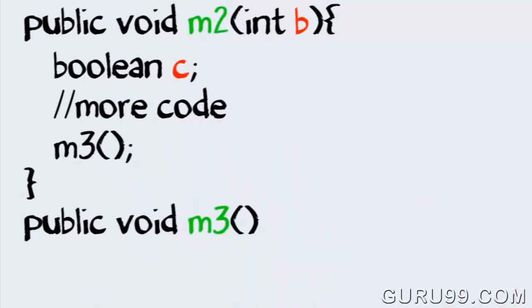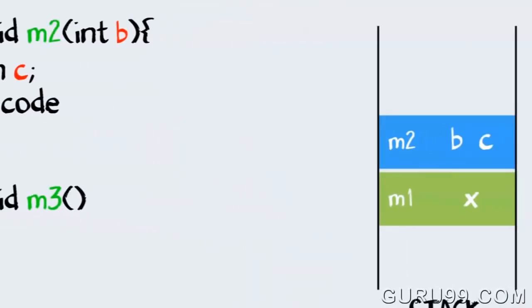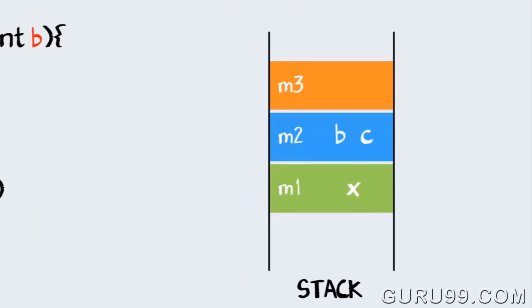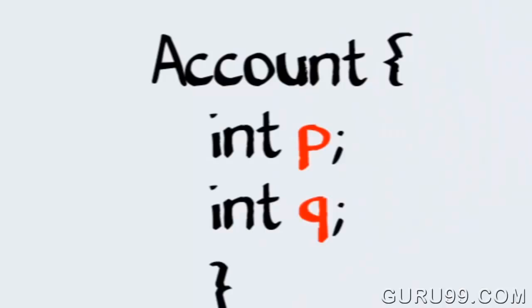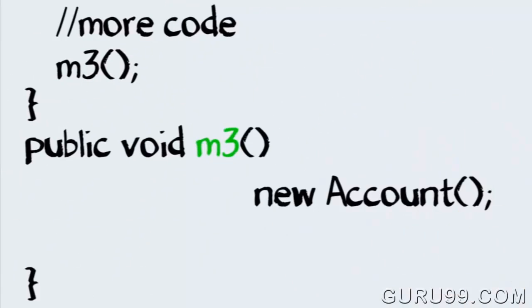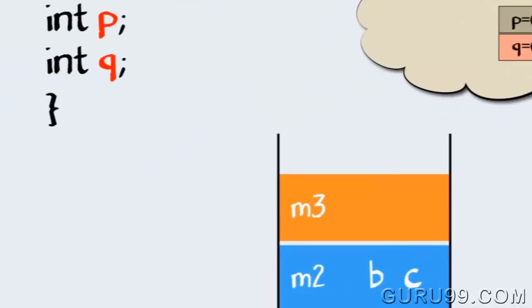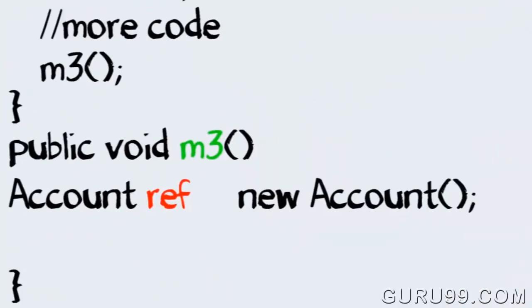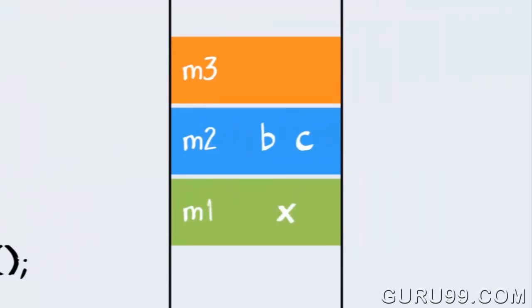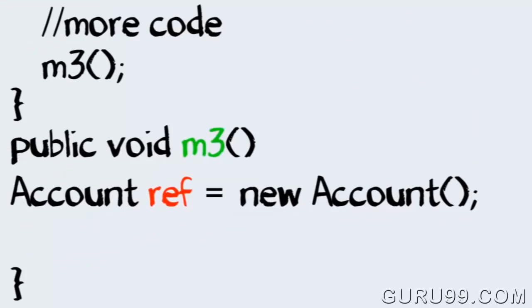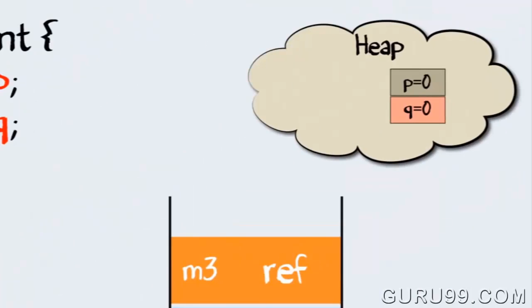Say method M2 is calling method M3. Again, a frame M3 is created on the top of the stack. M3 is creating an object for a class account, which has two instance variables, p and q. The new operator will create an object in a heap. The reference variable ref will be created in a stack. The assignment operator will make a reference variable point to the object in the heap.